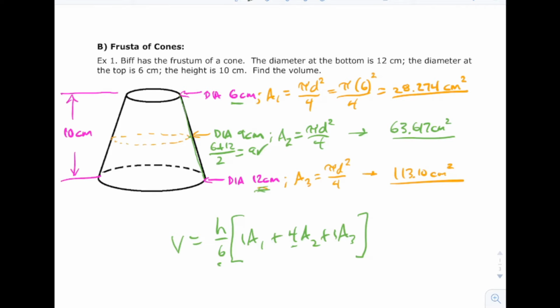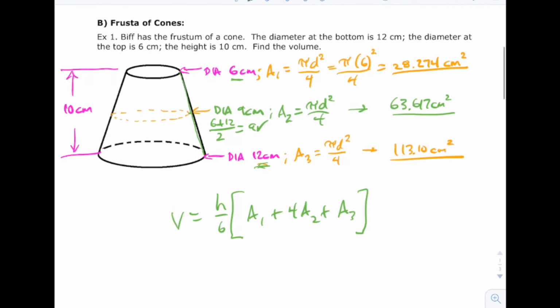So anyway, get this out of the way, get this out of the way, get this out of the way. That looks much better. Okay, just plugging our info in. The h would be over here. That's our 10 centimeters. Put that over a 6. A sub 1 is the 28.274 square centimeters. And then we got 4 times area 2, which is the 63.617. And then we also add this area 3 at the bottom. And push buttons.